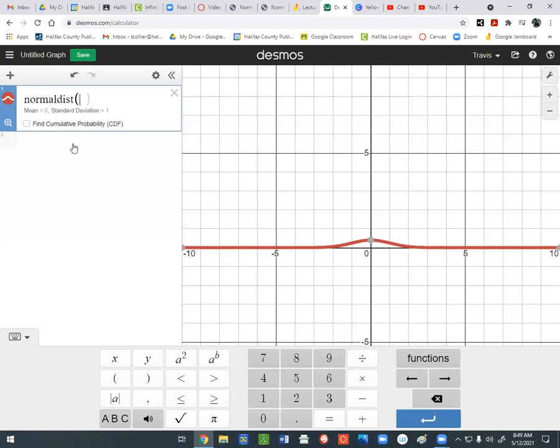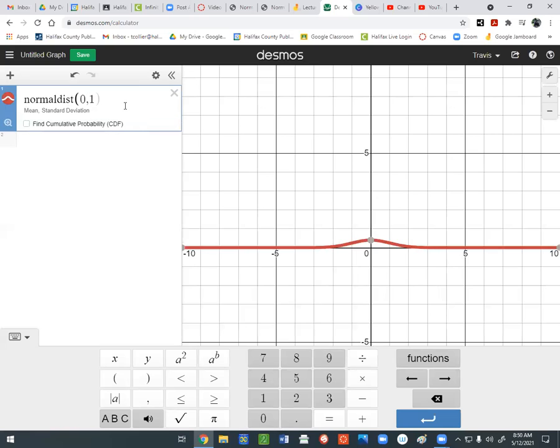Now, inside the parentheses right here, you'll see my little cursor flashing on and off. You can type in the average that you want. So I'm going to type in 0, and then a comma, and then a 1. And that just means that the average is going to be 0, and the standard deviation will be 1.